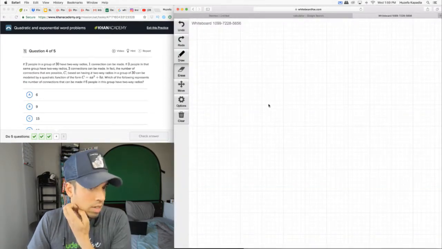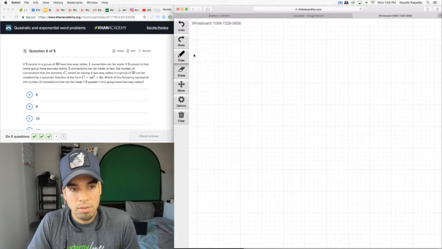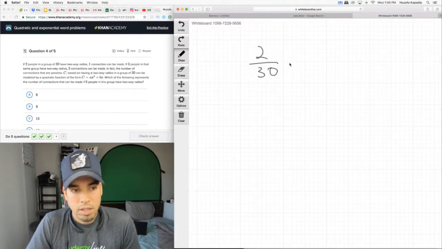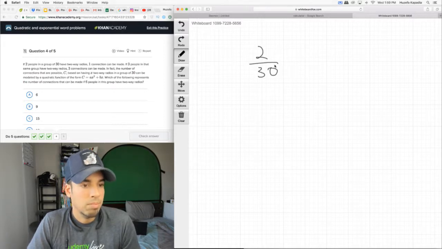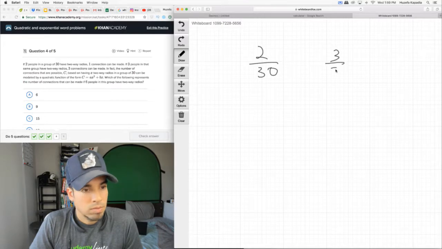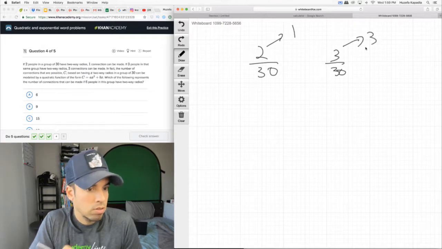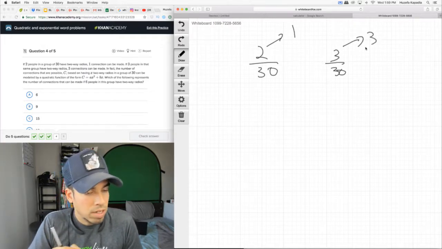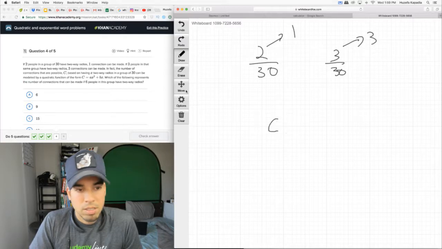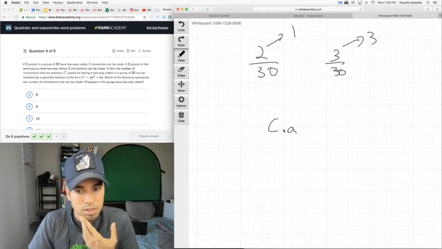Question 4. If two people in a group of 30 have two-way radios, so let's say 2 out of 30, one connection can be made. Does that make sense? If 3 people in that same group, then 3 connections can be made. I'm just making random notes here. In fact, the number of connections that are possible, C, based on having X two-way radios in a group of 30 can be modeled by this.